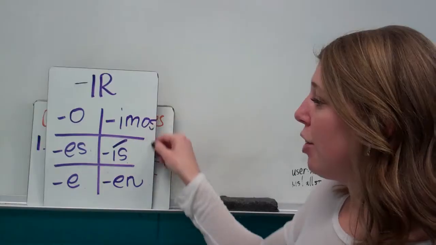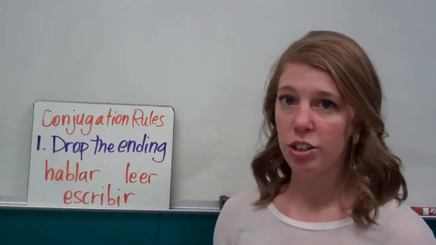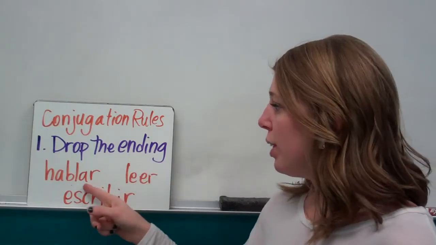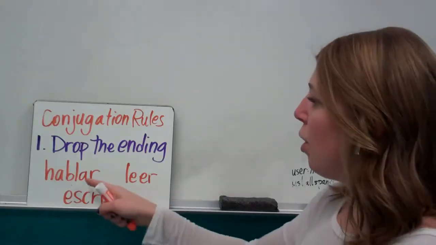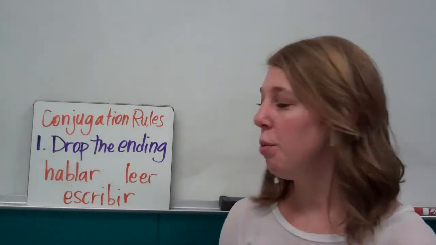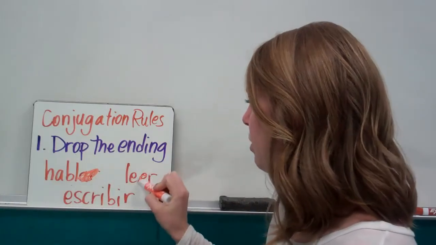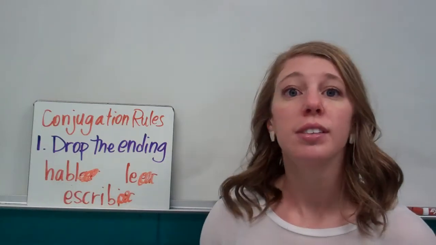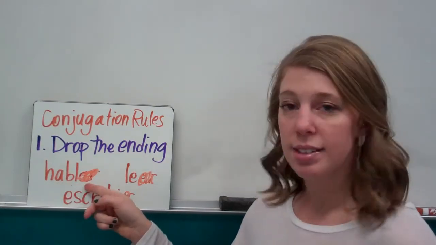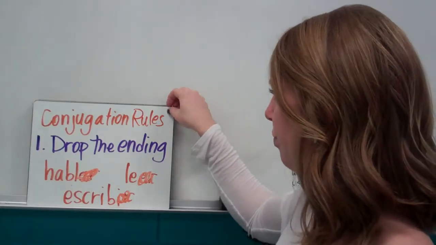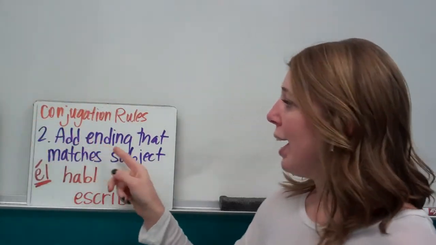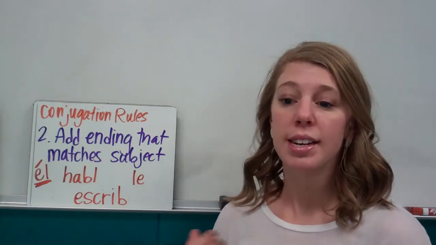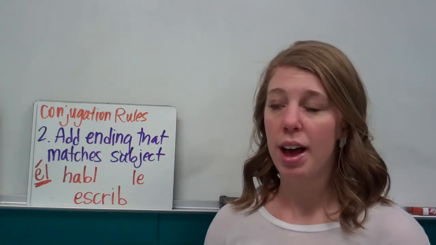Okay, so now that we have our endings down, let's go ahead to our conjugation rules. And we only have 2 of them. The very first one is to drop the ending. Okay, so let's look at these right here. We have hablar, leer, and escribir. So step number 1 is just to take off the endings. We take off the AR, the ER, and the IR. What we're left with right here is called the stem. So this is the stem, this is the ending. Then we go to step number 2, which is to add the ending that matches the subject. The endings are what we just gave you, and if the subject is él, we have to add the él ending for that form of the verb.